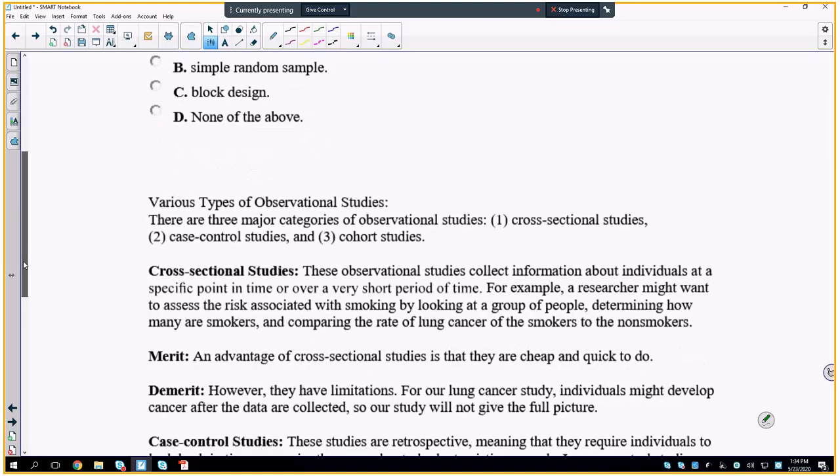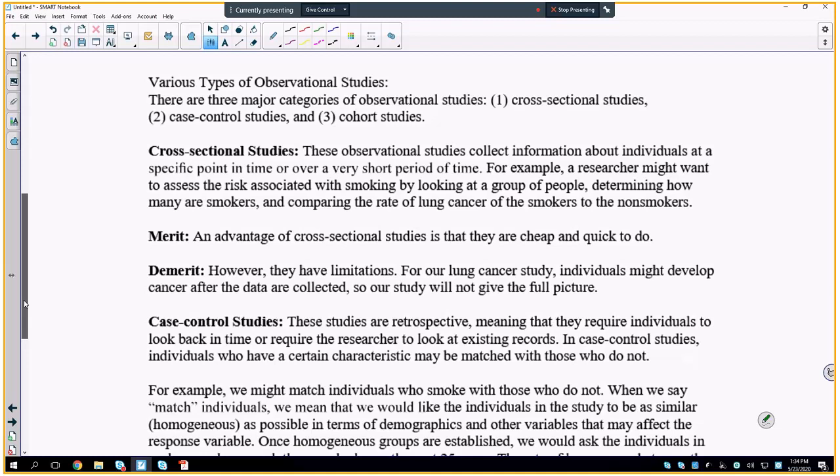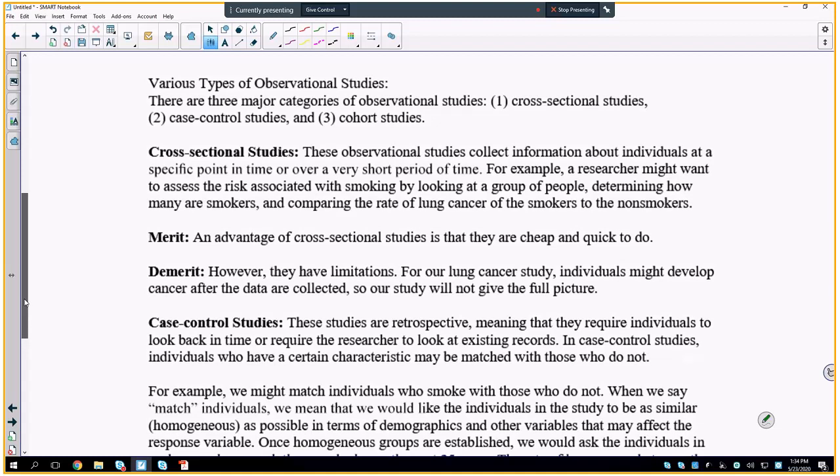So now let's talk a little bit about types of observational studies. We've already talked about different types of experiments like double-blind experiment, block design, and so on. We also have major categories of observational studies: cross-sectional studies, case control studies, and cohort studies. So we're going to learn a little bit about each of them and the pros and cons.